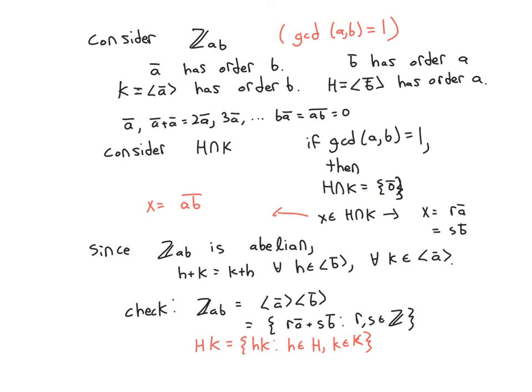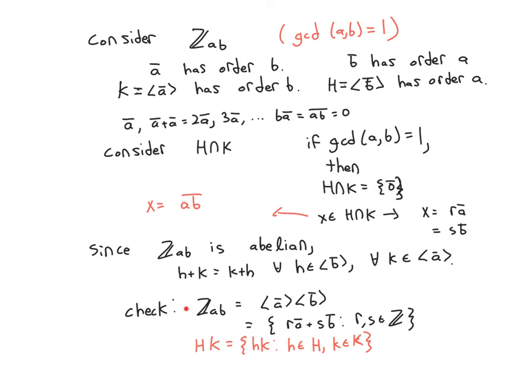So that's one of the three conditions for being an internal direct product. The third condition was this commutativity condition. Here there's really nothing to check because Z mod AB itself is abelian. So congratulations, this equality is true. It doesn't matter that you're talking about subgroups.